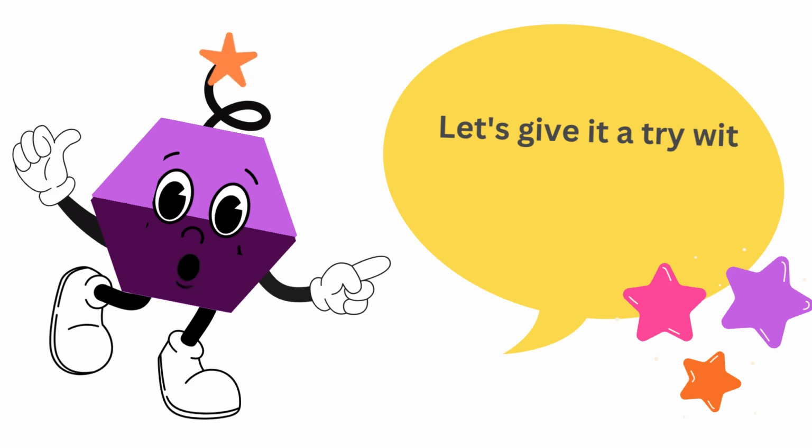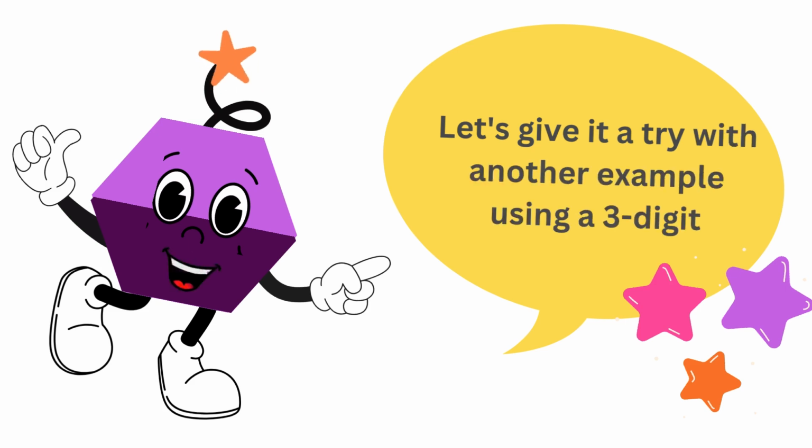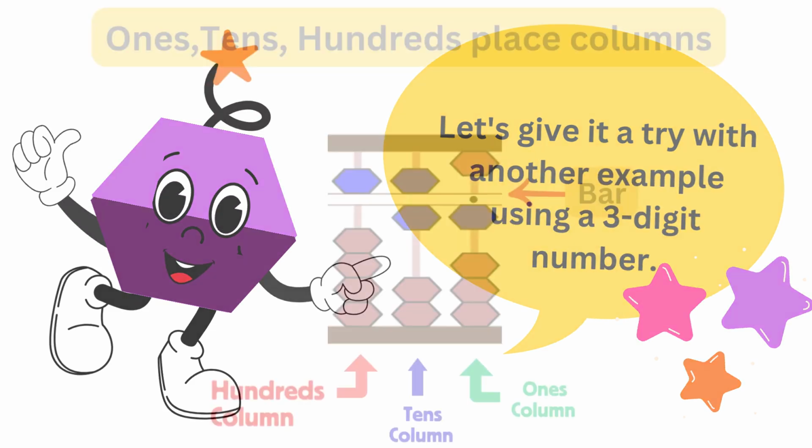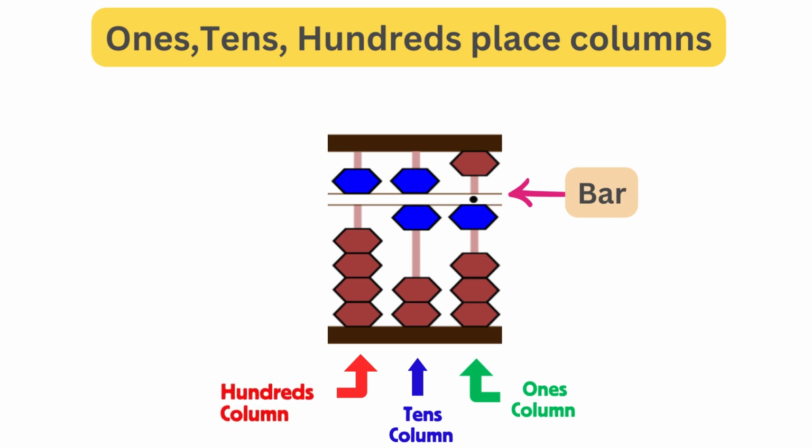Let's give it a try with another example using a three-digit number. Since it's a number with 3 digits, we'll begin with the hundreds column. In this column, there's an upper bead attached to the bar. Do you remember what number the upper bead represents? That's right, it represents 5. So, we write down 5 at the top of the hundreds column, indicating 500.